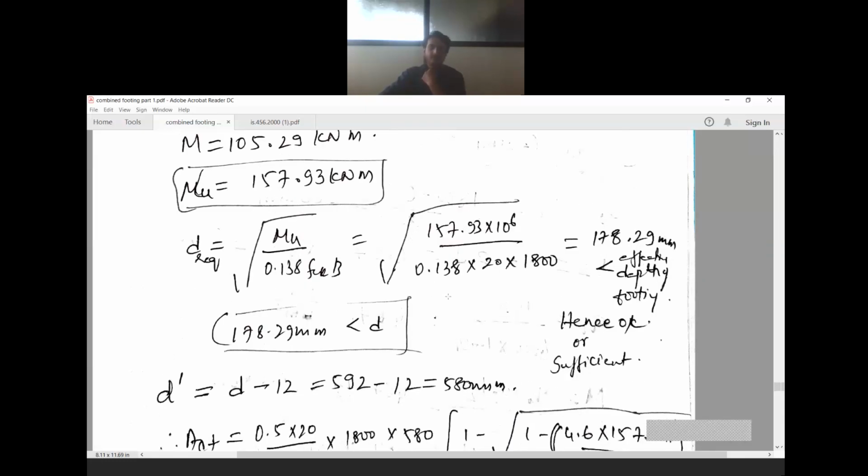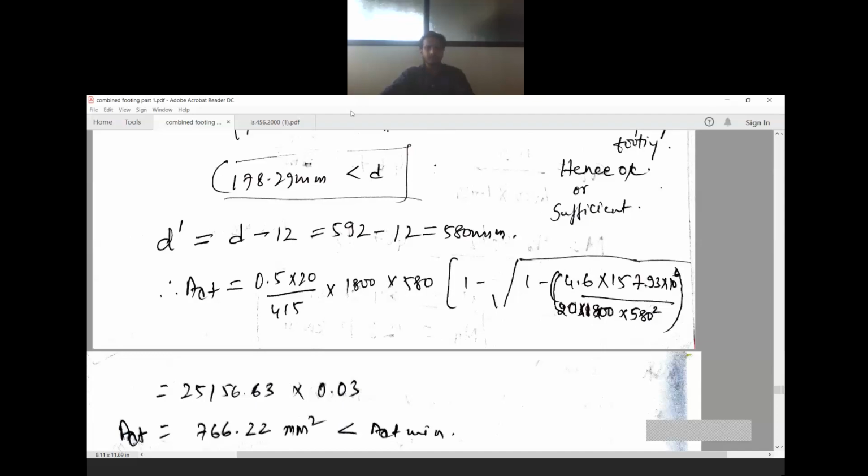So from this moment, we have to calculate the required depth. So required depth formula is d equal to root under Mu by 0.138 fck b. So if I substitute the value of Mu in this formula, I have to substitute this in Newton mm. So when I substitute it, I will get the required depth of the foundation to be 178.29. But what we have provided is 592. So it is safe.